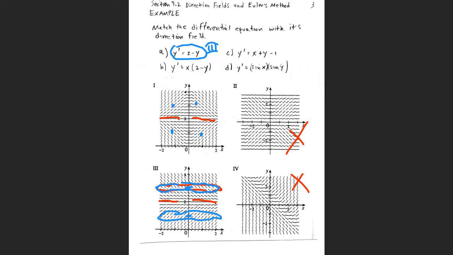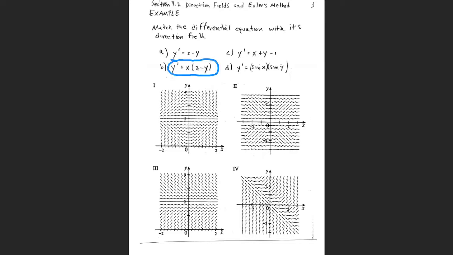So what you have to do with these differential equations is find good x and y values to help you. Now look at this second differential equation. Let me clear this. It's all in the recording, right? Let's look at this second differential equation. Y prime equals x times 2 minus y.